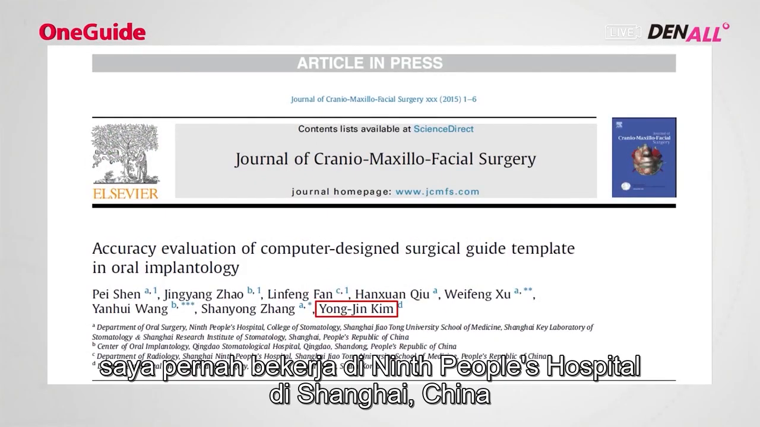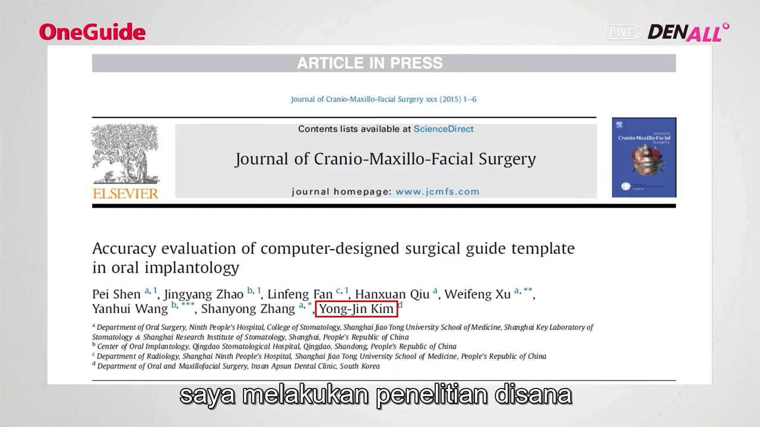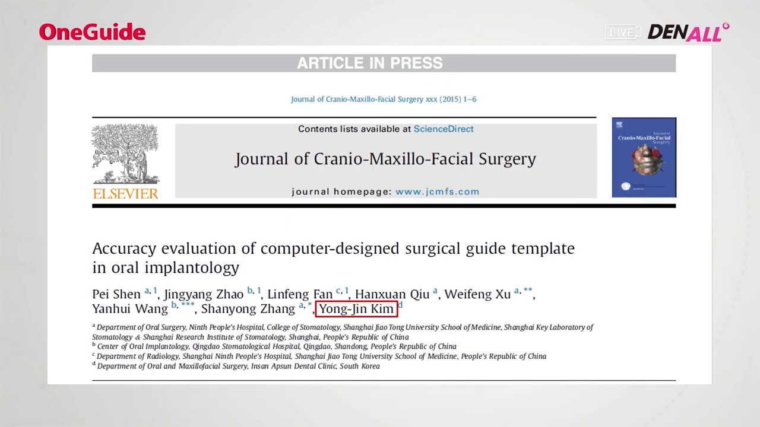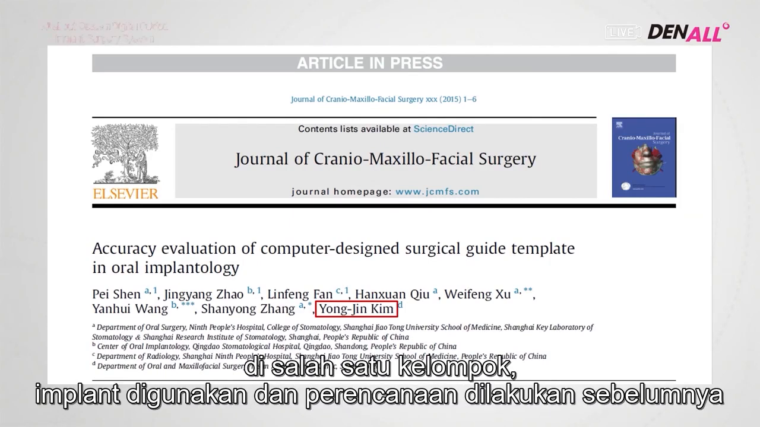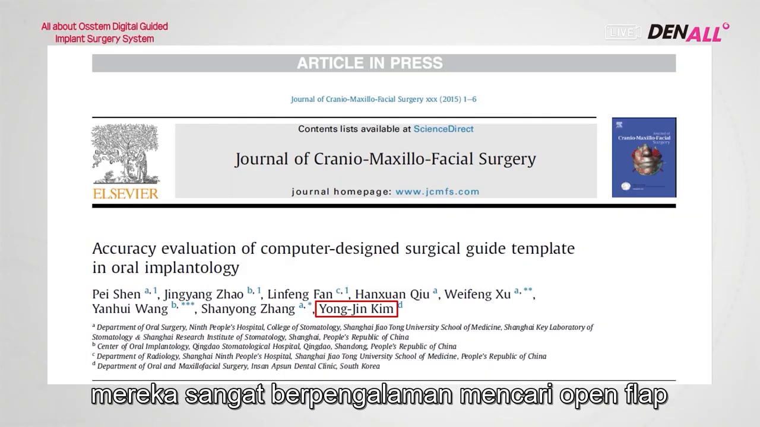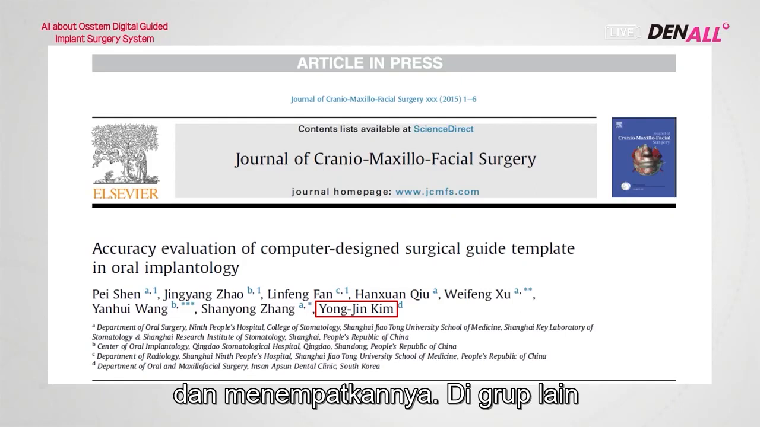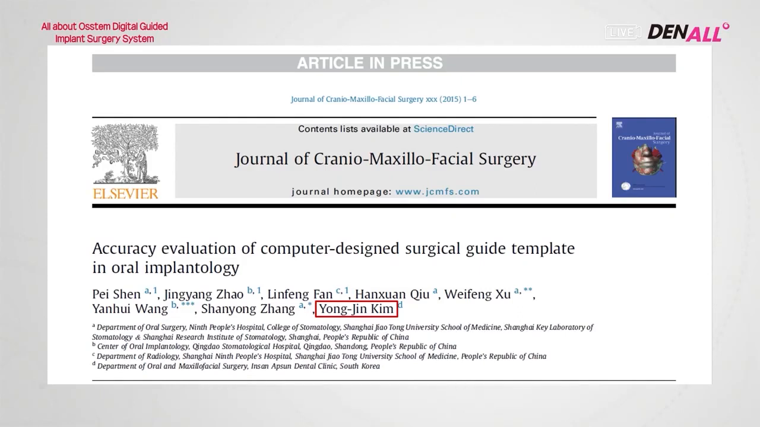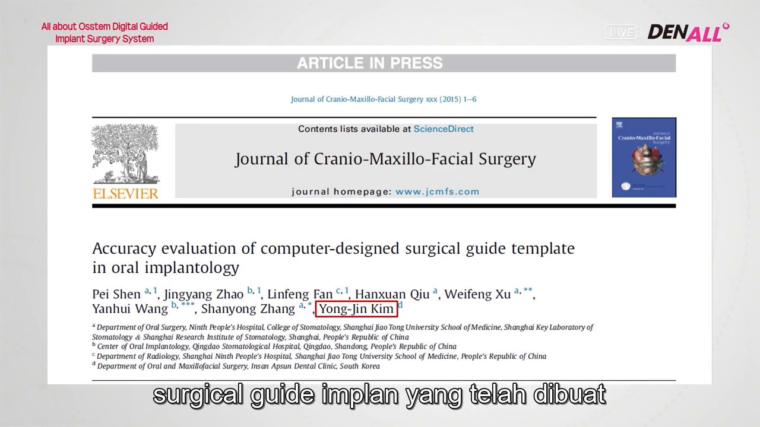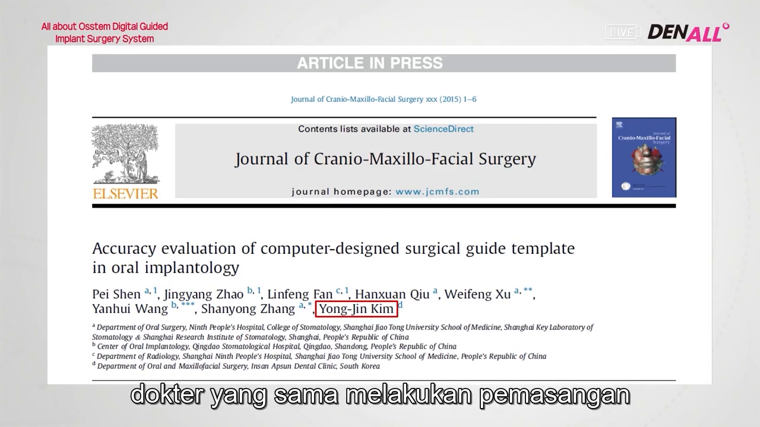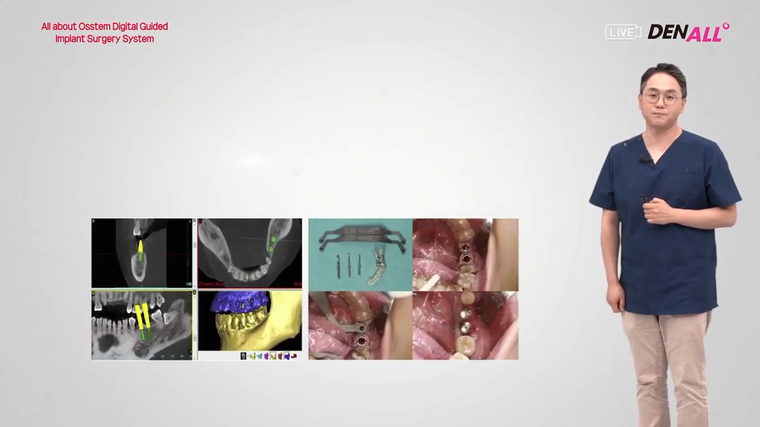In the past, I worked with Ninth People's Hospital in Shanghai, China, and did research there. I used the Simplant planning program. The patients were divided into two groups. In one group, Simplant was used and planning was done, and a very experienced surgeon opened a flap and placed the implant. In another group, using the planned position from Simplant, a surgical guide was fabricated and the same doctor did the placement.